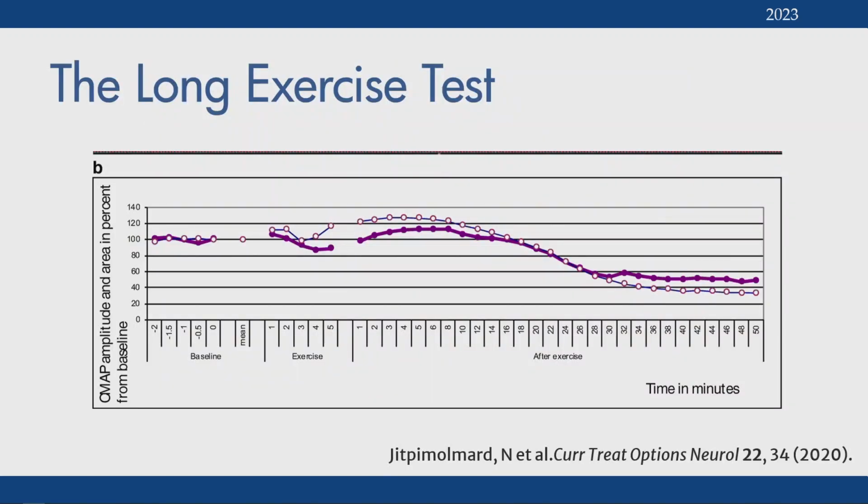So historically, for the channelopathies and for periodic paralysis, the functional test has been the long exercise test, and we heard a little bit about this yesterday.